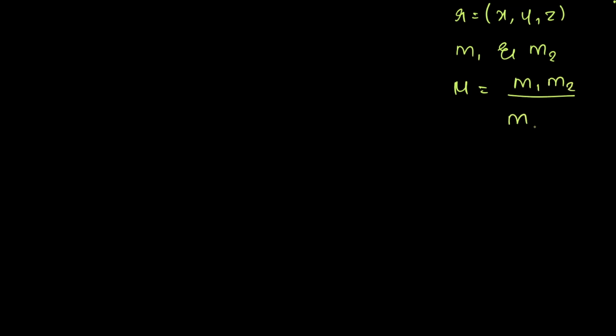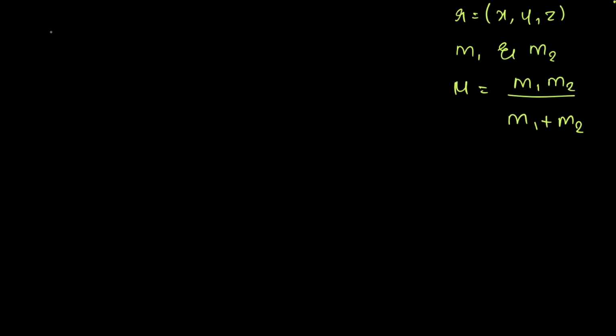Let's say we have a two body system having a position vector r, and its coordinates are given by x, y, and z. If it has masses m1 and m2 for each body, then the reduced mass mu is given by m1 m2 divided by m1 plus m2.